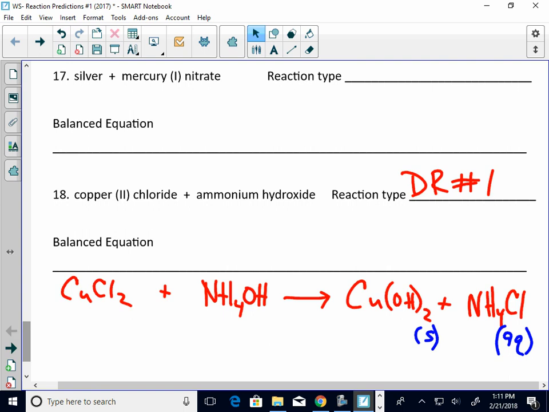I've got to go back through and balance it. I'm going to have to put a 2 here, and I believe a 2 here balances it up. Yep, 2 and 2 right there. Balances it up. Okay?